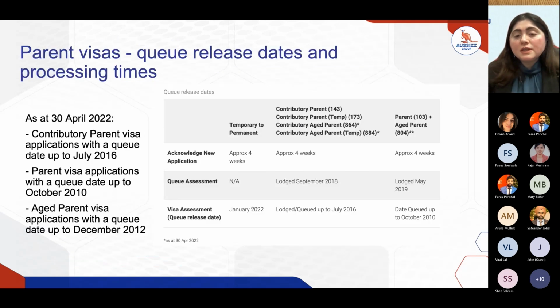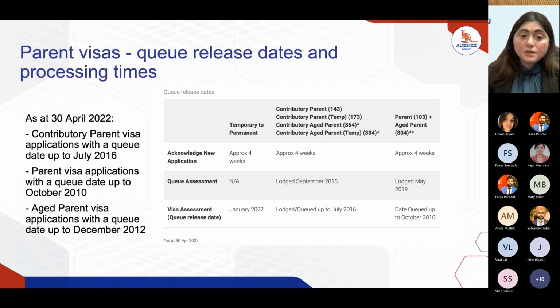When I talk about the processing times, people think, why is my visa taking so long? Why is it taking 20 to 30 years? Now, what the department has done is they have released queue dates. What queue date means is when your application will be ready to be processed. One of the most common questions is, my queue date has been assigned. Queue date doesn't mean the application is processed straight away. For example, if the processing time is 20 years, your 20 years will start from the date the application is queued. So that's basically what the queue date means.